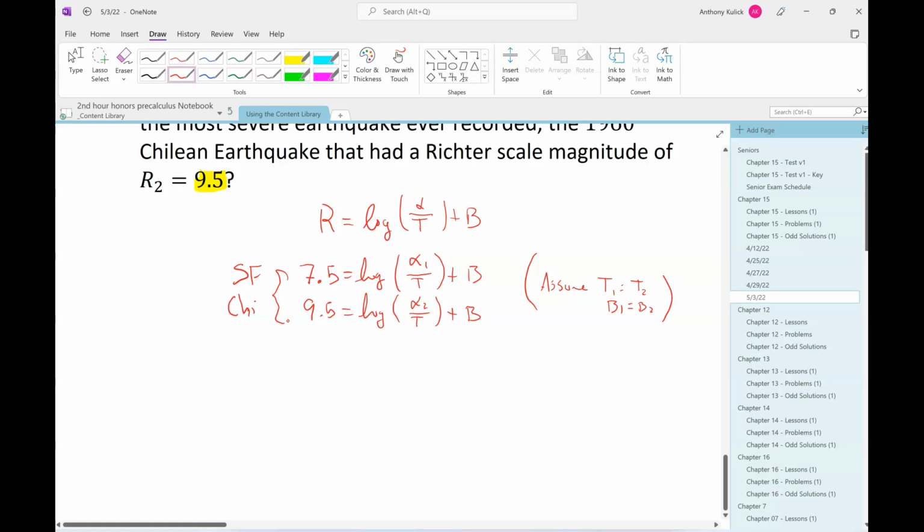Okay, so there's my system. Again, we're assuming that T1 and T2 are equal and B1 and B2 are equal, so I just called them both T and both B. Could you get rid of them? Well, you can't get rid of the T's because it's inside of the log. Yeah, we need to have those there. But we'll show you what's going to happen here. So let's solve this system. I'm going to solve it using elimination. So I'm going to subtract the San Francisco equation from the Chilean equation. I'm going to choose to do it in that order because I want this to equal a positive value.